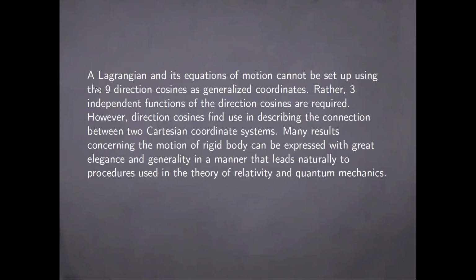The conclusion so far is that a Lagrangian and its equations of motion cannot be set up using the 9 direction cosines as generalized coordinates. Rather, 3 independent functions of the direction cosines are required. However, direction cosines find use in describing the connection between two Cartesian coordinate systems. Many results concerning the motion of a rigid body can be expressed with great elegance and generality in a manner that leads naturally to procedures used in the theory of relativity and in quantum mechanics.